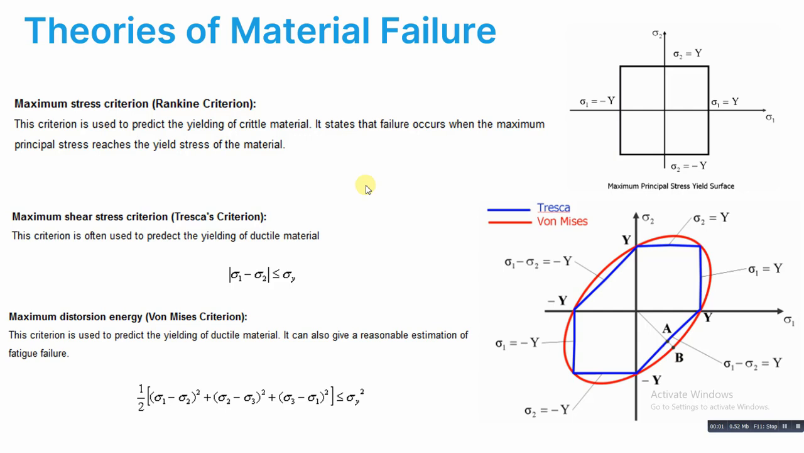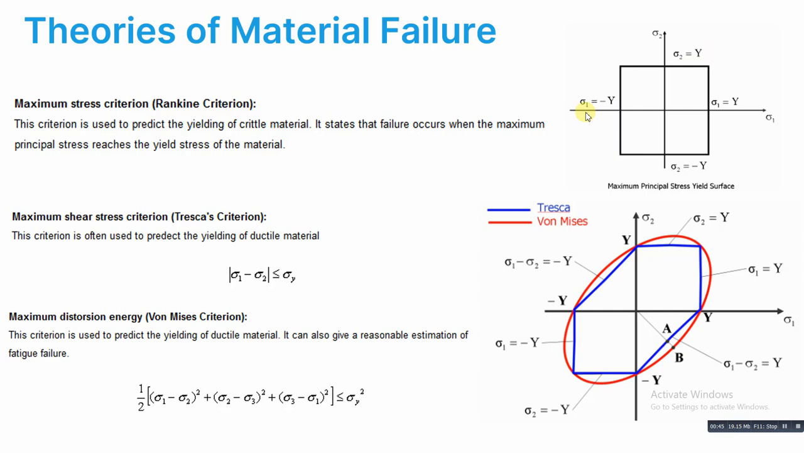We have three material failure concepts: Rankine, Tresca, and von Mises. Those are scientists who introduced theories to check whether the material will fail or not. The first criterion is Rankine, also called the maximum principal stress. He plotted a graph between the maximum principal stress sigma 1 and the minimum principal stress sigma 2. He also drew a square, and this square is the yielding surface. Any point plotted inside this square is considered safe, while any point on the edge or beyond the edge is considered a failure point, because it exceeds the yield for sure.